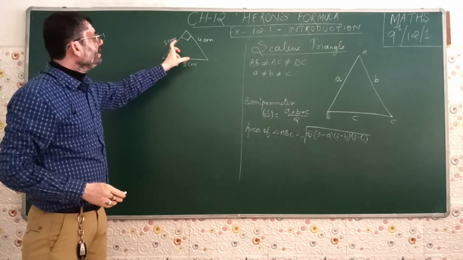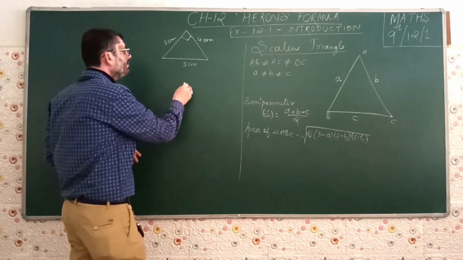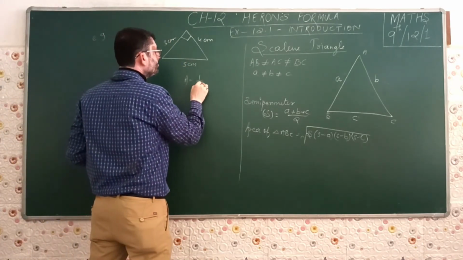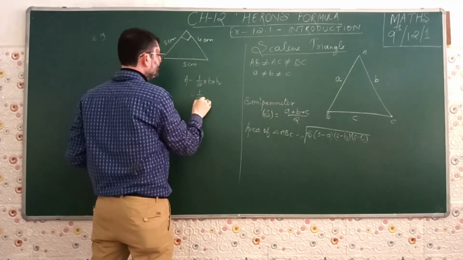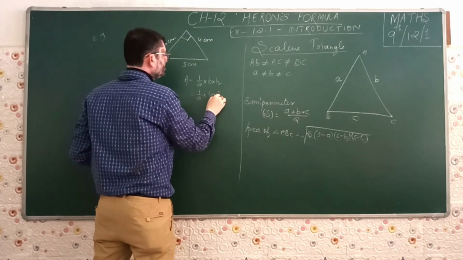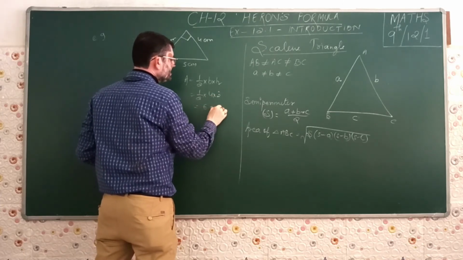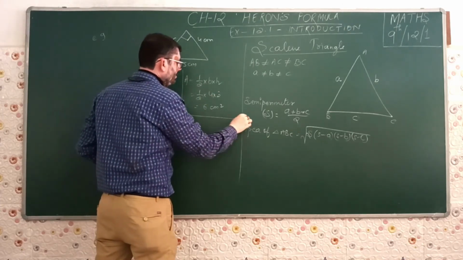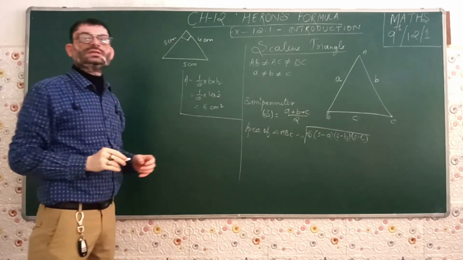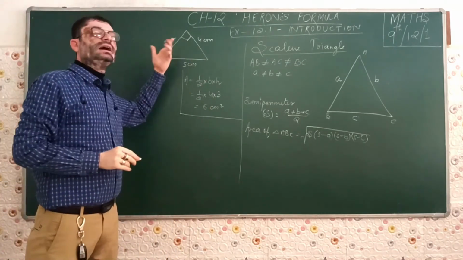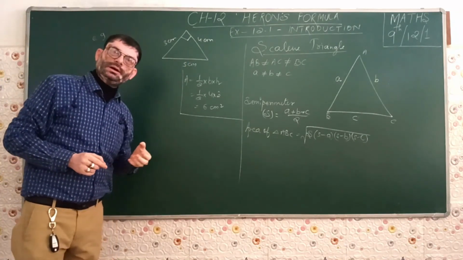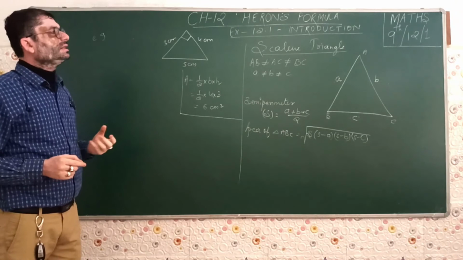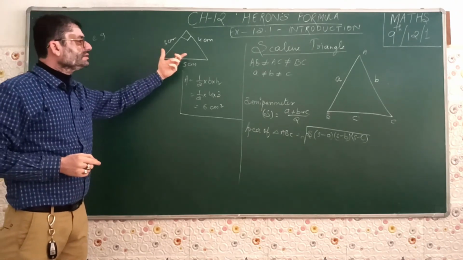Very easily we can find the area of this triangle by half into base into height. Half into 4 into 3, and we will get 6 centimeters square directly by the method of half into base into height, which is applicable for a right angled triangle. But if we move on with Heron's formula, how can we find out the area of this given triangle?